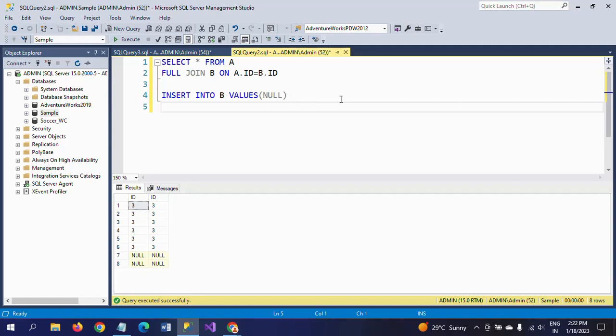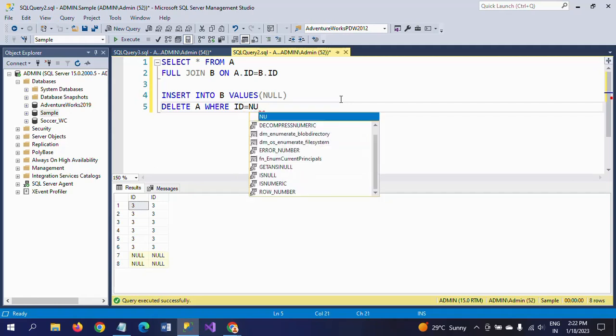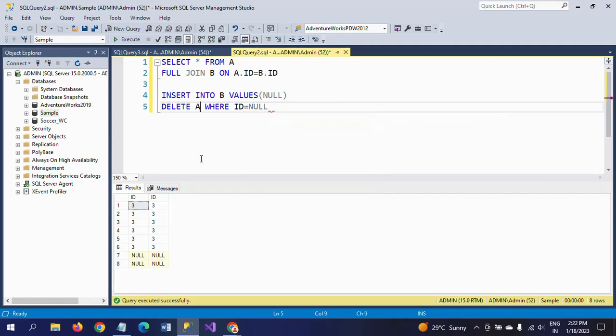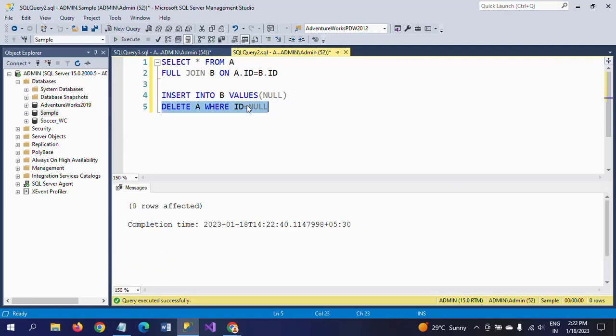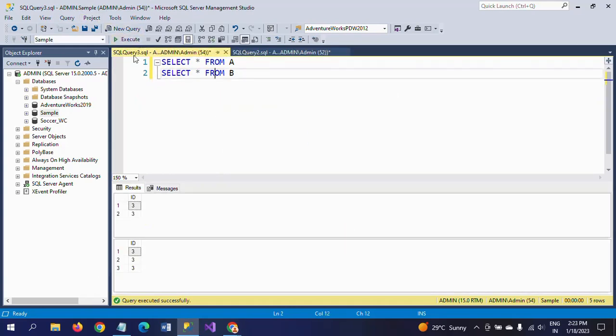Now I am removing the null value here. Delete from A where id is equal to null. Zero rows affected. Where id is null. One row affected. I'm deleting the same null record in the B table also. Now we don't have any null values here.